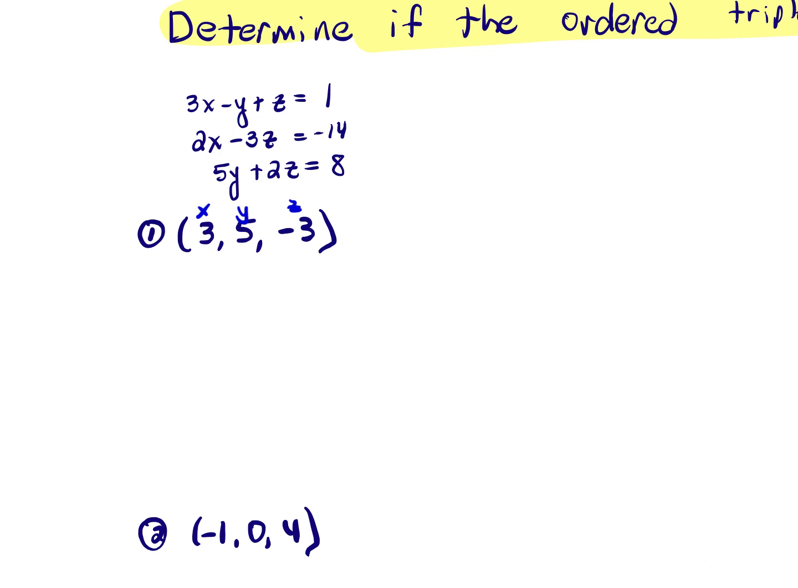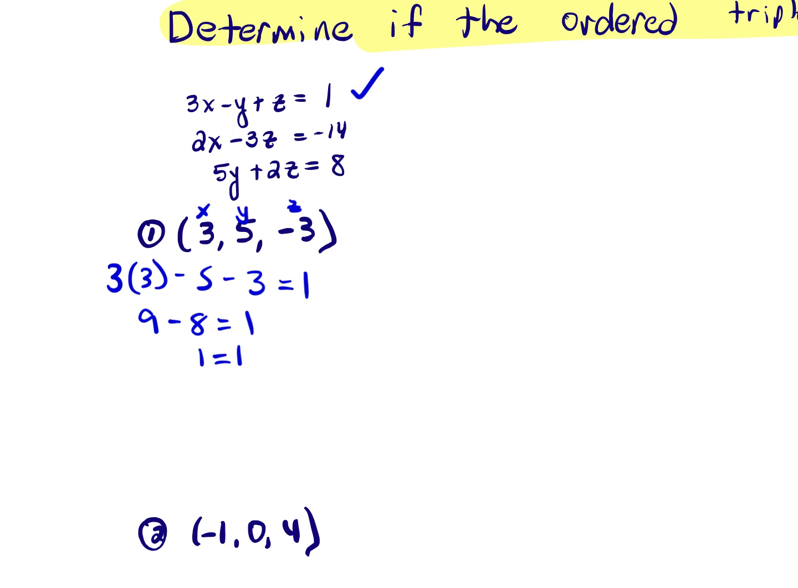So starting with the first equation, I'm going to plug in x, y, and z. So we have 3 times 3 minus 5 minus 3 is equal to 1. So 9, we can say minus 8 is equal to 1. Is 9 minus 8 1? Oh no, so is it true in the first equation? Yes. So it works in the first one.